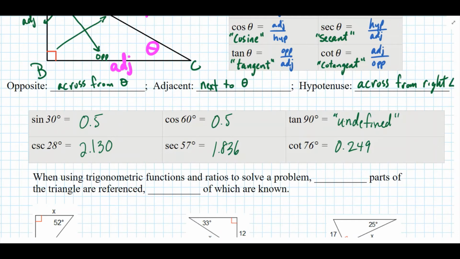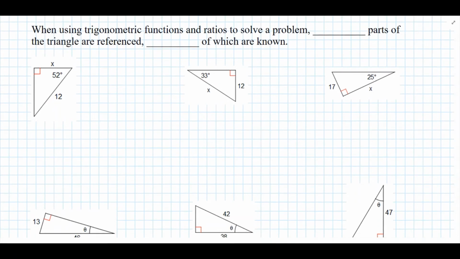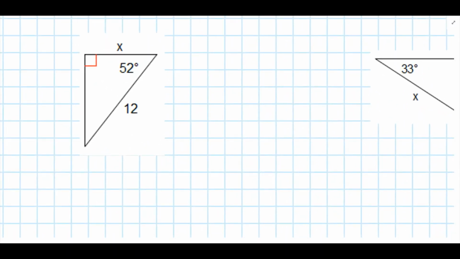Now we can use trig functions and ratios to find unknown side lengths or angle measures in a right triangle. When doing so, 3 parts of the triangle are referenced, 2 of which are known values. In this first example, an angle measure is given. One side length is also given, and another side length is unknown. To solve for this unknown, we must first determine the appropriate trig function.